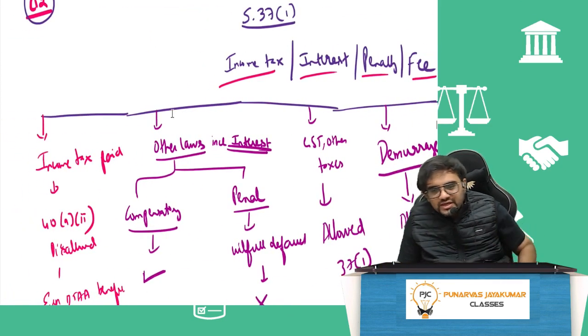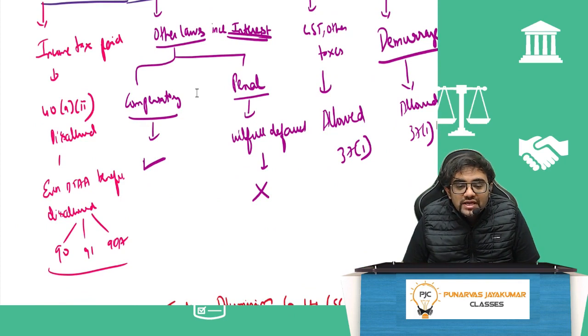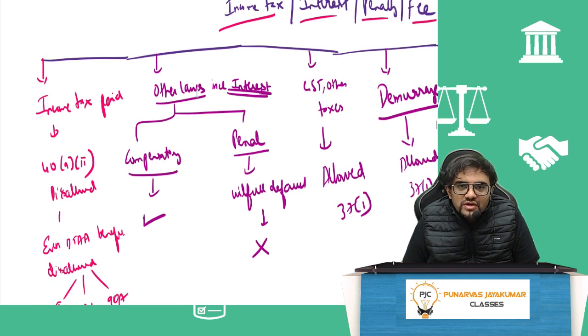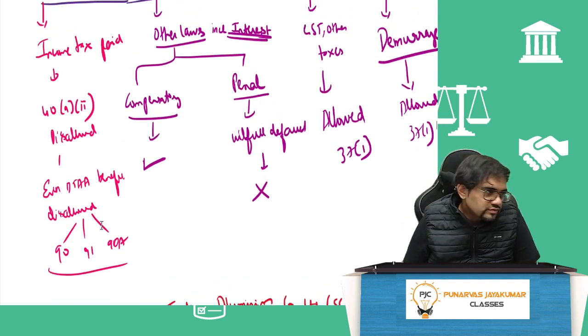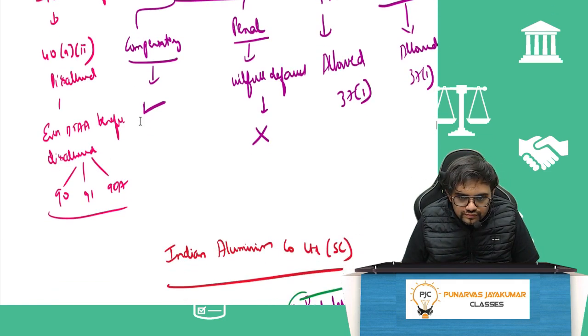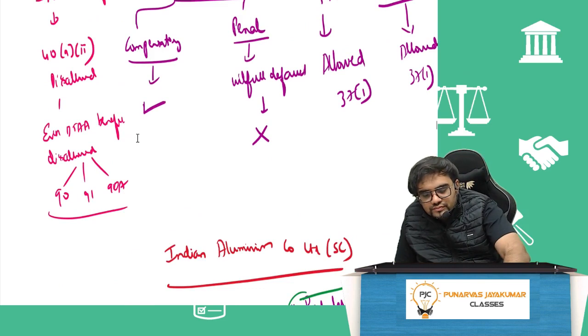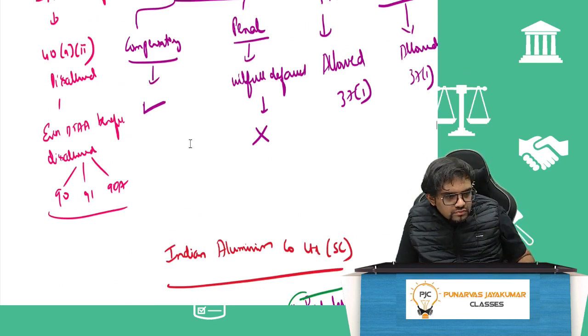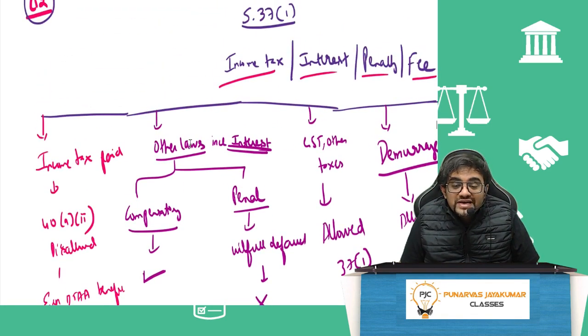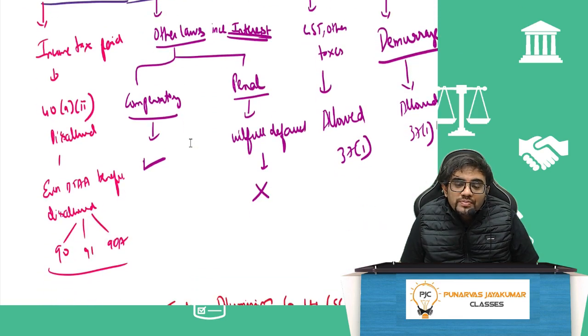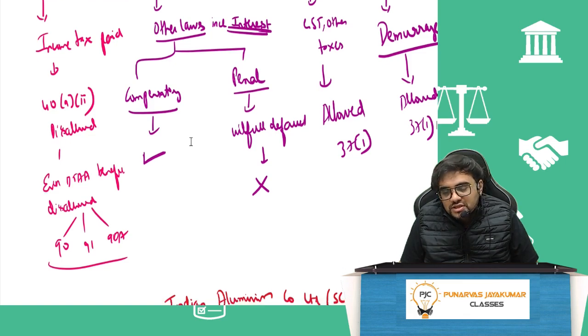37(1). Income tax, interest, penalty, fee. So income tax paid, 40A(2) disallowed. We'll see that even DTA benefit is disallowed under 90, 91 and 90A. Right? So any income tax paid will be disallowed. Other laws, if there is any tax paid or interest paid or fee paid under other laws, if it is compensatory in nature, it is allowed. Penal in nature, if it is willful default, it will be disallowed.